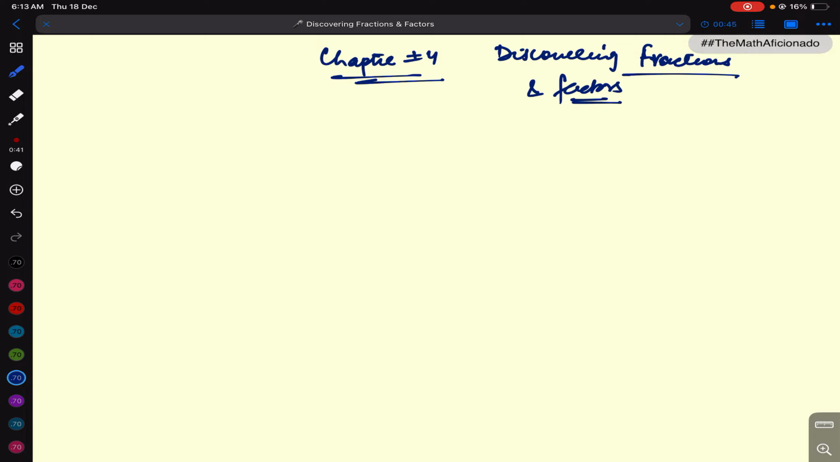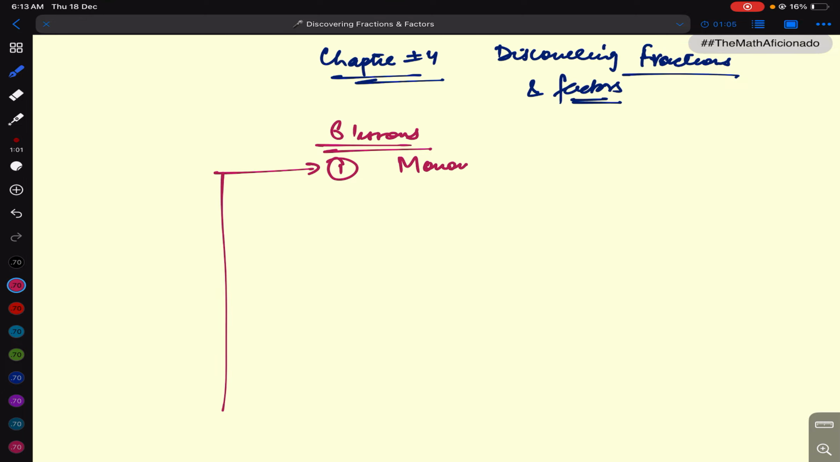Okay, so here in this chapter, we have the list of 6 lessons. So we have 6 lessons in this chapter, which are number 1, monomials and addition or subtraction of polynomials.